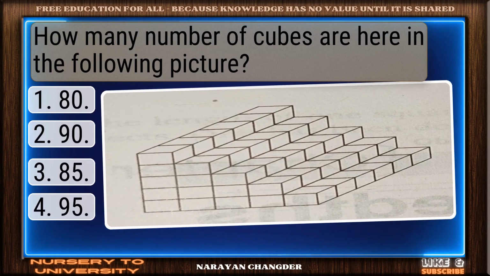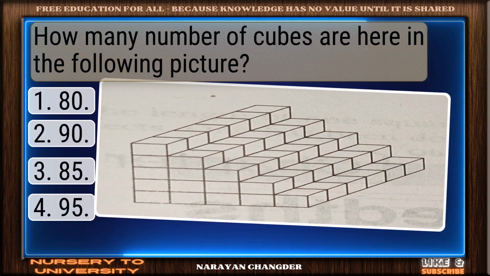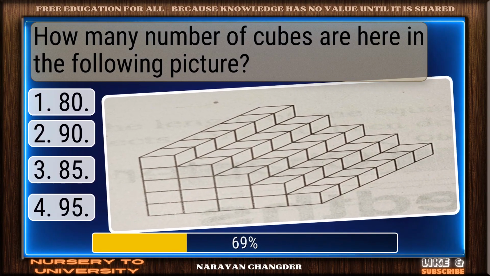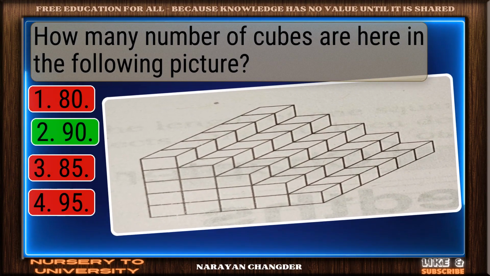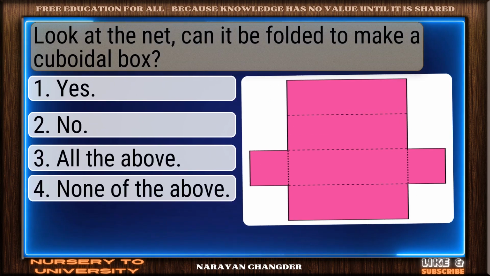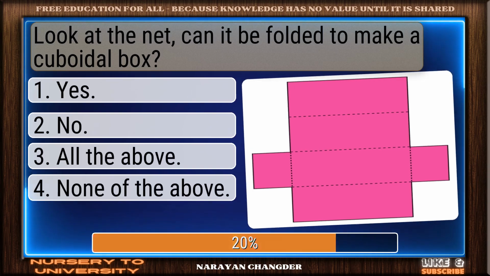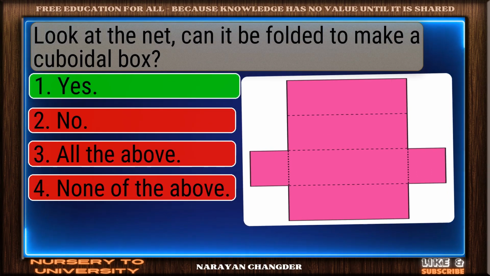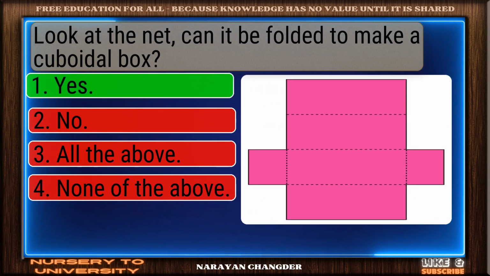How many cubes are here in the following picture? Great job. 90 is the accurate answer. Look at the net. Can it be folded to make a cuboidal box? Valid point. Yes is true.